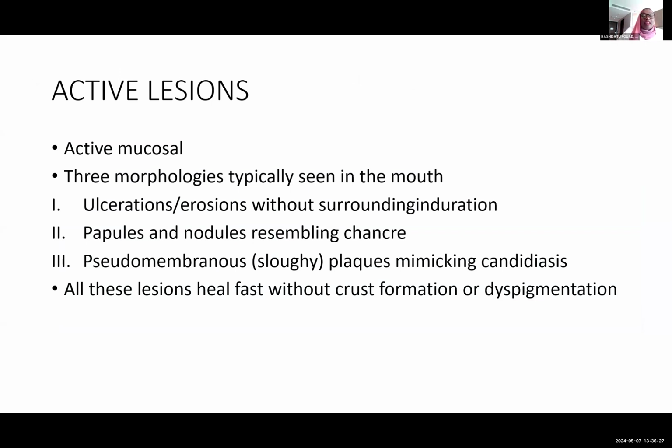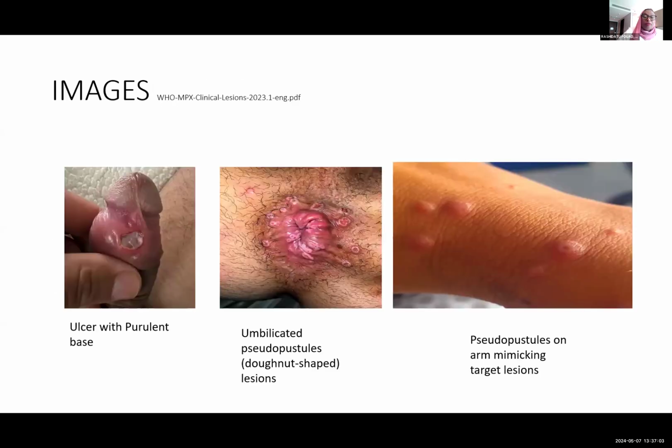So the active lesions, there are 3 morphological types. You'll see the ulcerations or erosions without surrounding induration, and then you see the papules and nodules, which in most cases resemble chancre, which are actual syphilitic lesions. And then you see some that are sloughy. They look like the sloughing of the pseudomembrane, and that they could also mimic. You could look at them and the first thing you might think of is candida infections. All these lesions heal fast without crust formation or dyspigmentation.